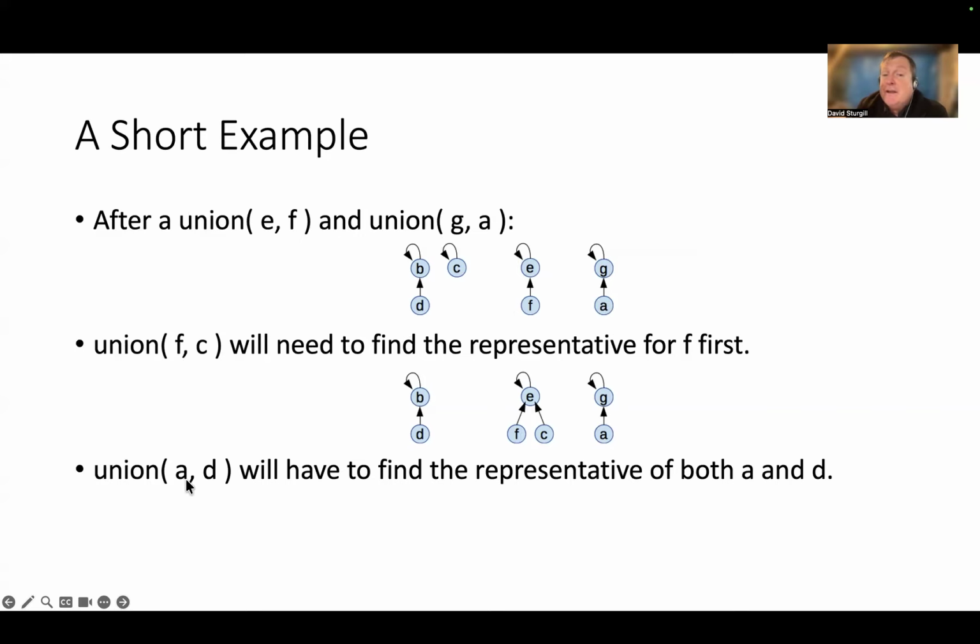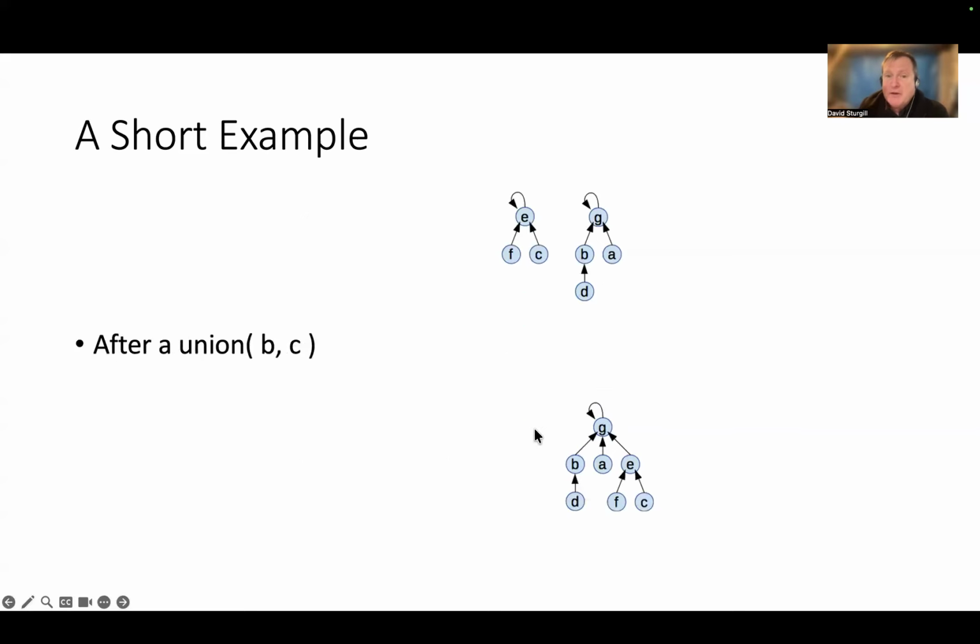If I union A and D, well, A is represented by G. D is represented by B, so all I have to do is pick one of those. Here I picked G, and I hooked this smaller tree underneath it. And then last, if I wanted to merge all of these together into one big set, I might take the representative of B. So B is represented by G. I might take the representative of C, that's E. And then I just hook one of those underneath the other. I make G, in this example, the parent of E. And now I've merged everything into this big set.